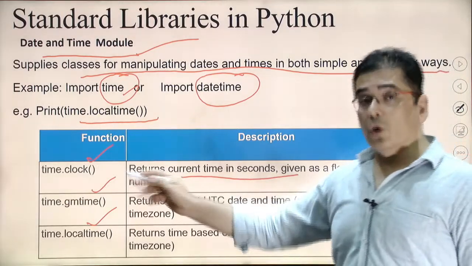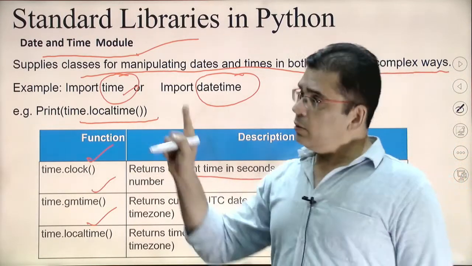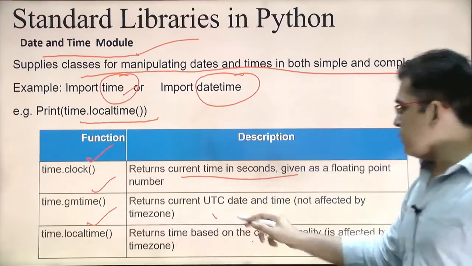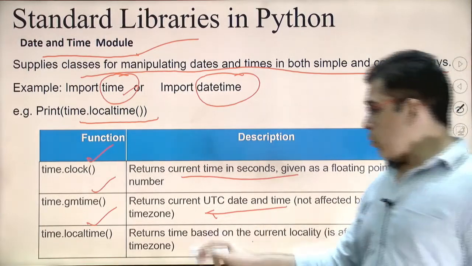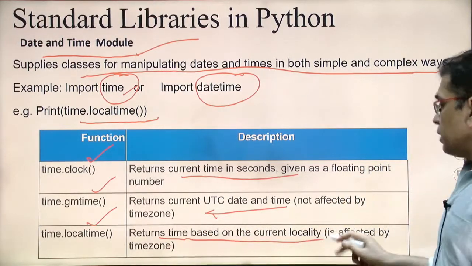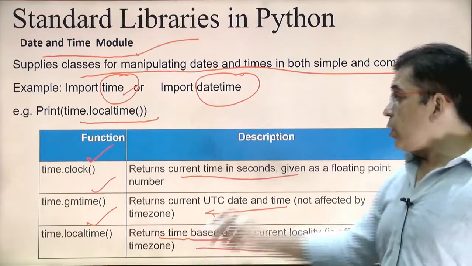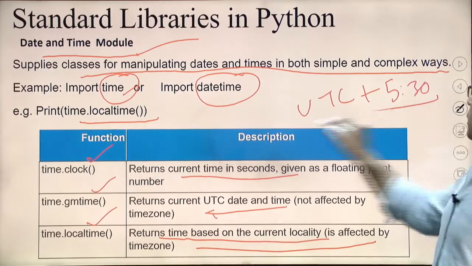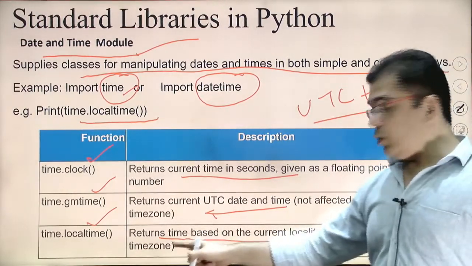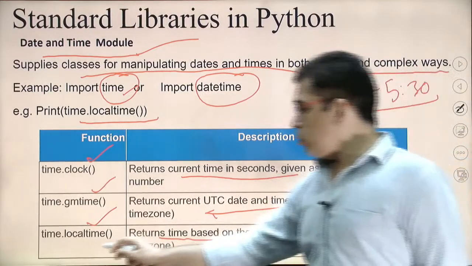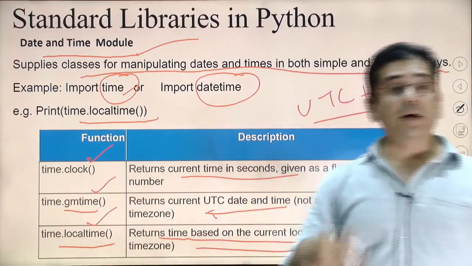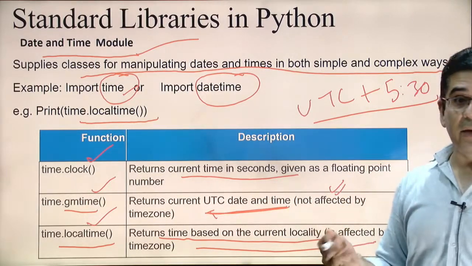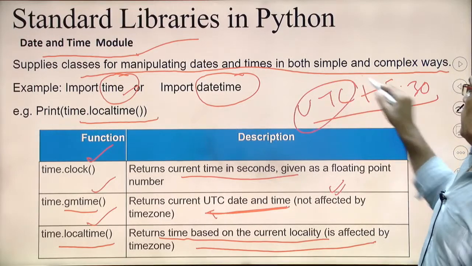As a clock moves second by second, it will give you the time in seconds. Similarly, gmtime returns the UTC date and time, and localtime returns the time of the current locality. It is affected by time zone, like India's time zone is UTC plus 5:30. If you want your local time in your time zone, you need to use the localtime function. If you want standard universal time, that is UTC, it will not be affected by the time zone, so it will be simply UTC time, not plus 5:30.